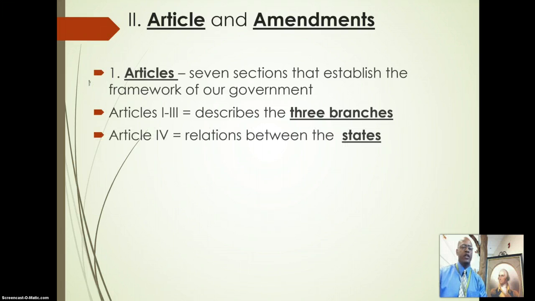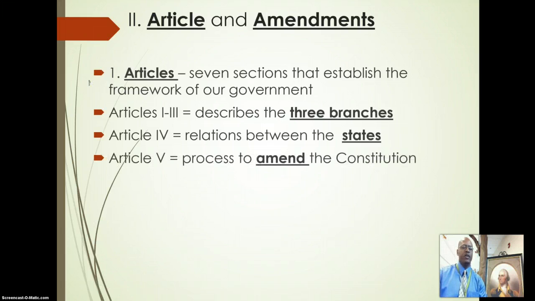Article 4 is the relationship between states. It discusses how Georgia would relate to Florida, Florida relate to North Carolina, etc., as we go forward in terms of trading, in terms of border rights, etc. Again, we'll look at that in subsequent sections.